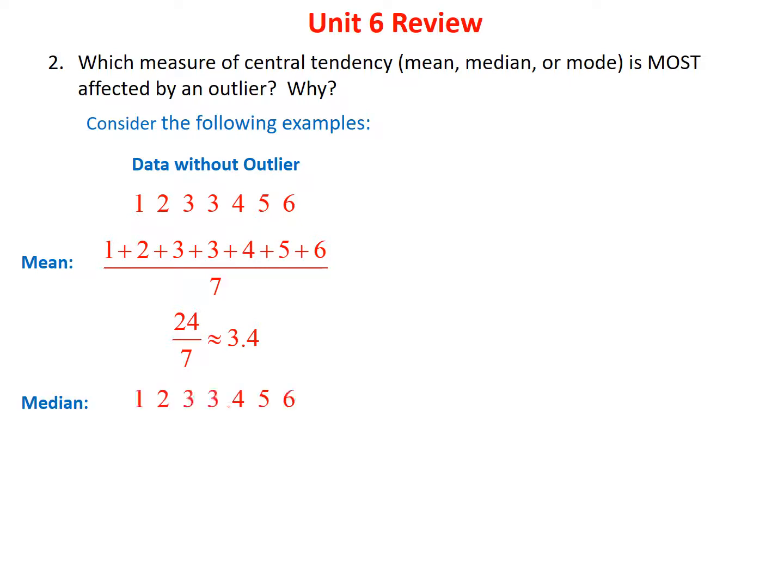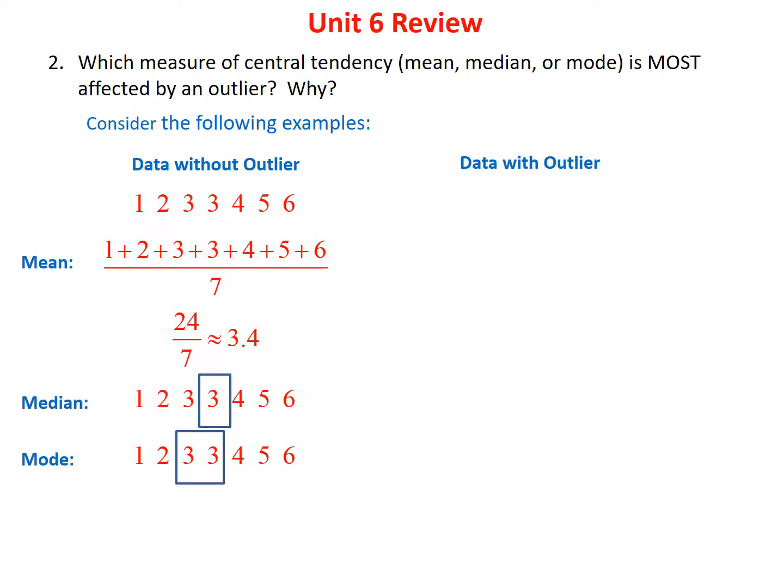The median is simply the middle number. And so if I start counting off from each side, I can count that one, there and there, there and there. And my median, you see, is 3. My mode, on the other hand, is the number that shows up the most. And in this case, the number 3 shows up the most. So my mean is 3.4, my median is 3, and my mode is 3 as well.